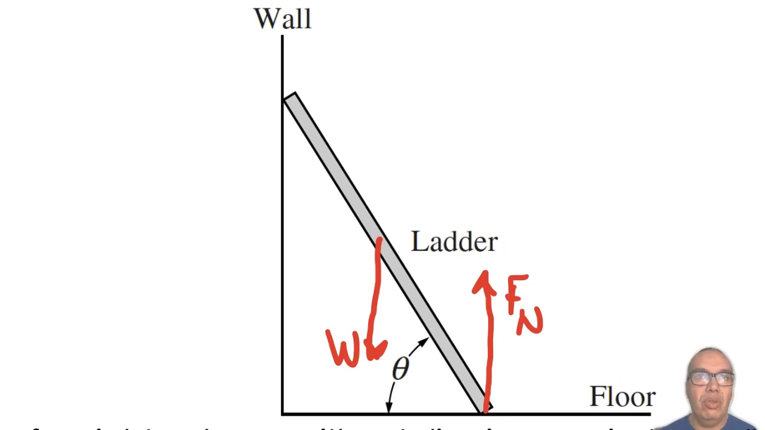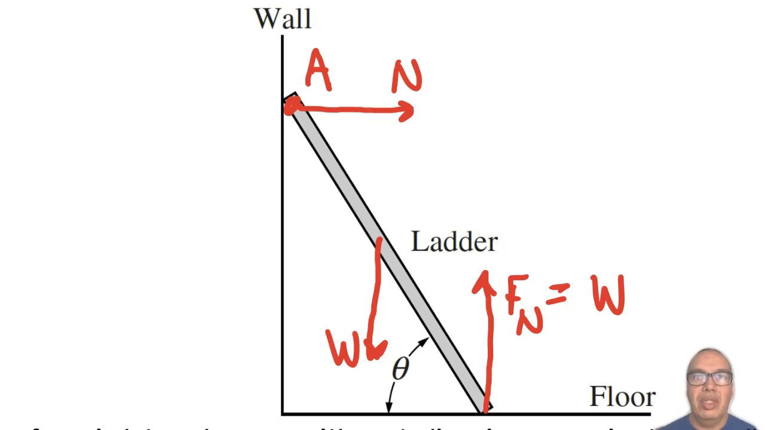Remember, they told you that the wall is frictionless. So, the normal force is equal to W. And we have a free body diagram as shown. If we place the axis of rotation at the point of contact with the wall, we do not need to consider the unknown horizontal normal force due to the wall.